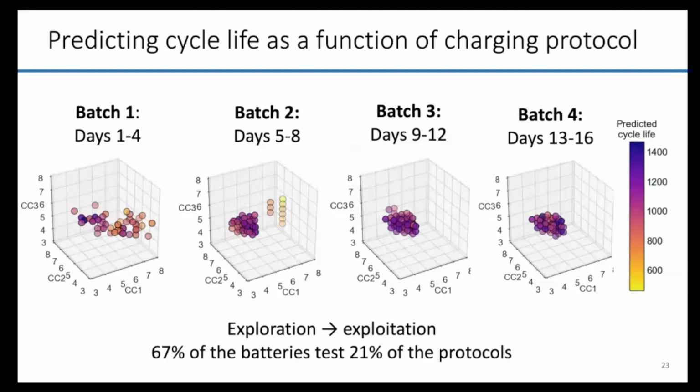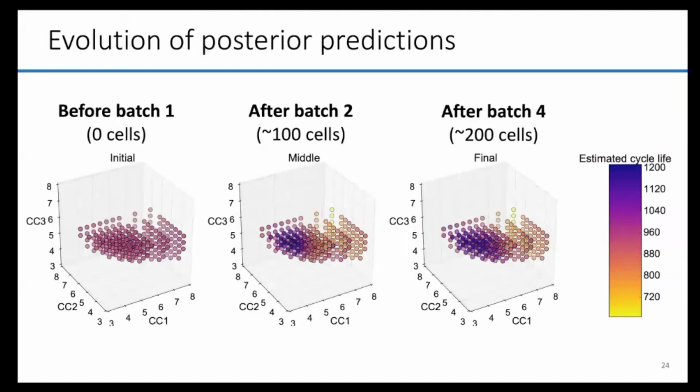We can also look at how this evolved in terms of our parameters. So here's the space of parameters that maps the charging protocol to the cycle life. And you can see that initially everything is uniform. So we have really no expectation about how the charging protocol maps to cycle life. But as the experiments are run, we start to see that some regions are likely to have high cycle life.